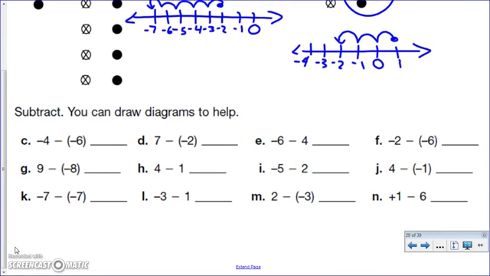For C here, we've got -4 minus -6. When you have 2 negatives in a row like that, it becomes a plus sign. So go ahead and draw the plus in. So now we've got -4 plus 6. Right? So if we start at -4 on our number line and hop 6 places to the right, we're going to end up at +2.